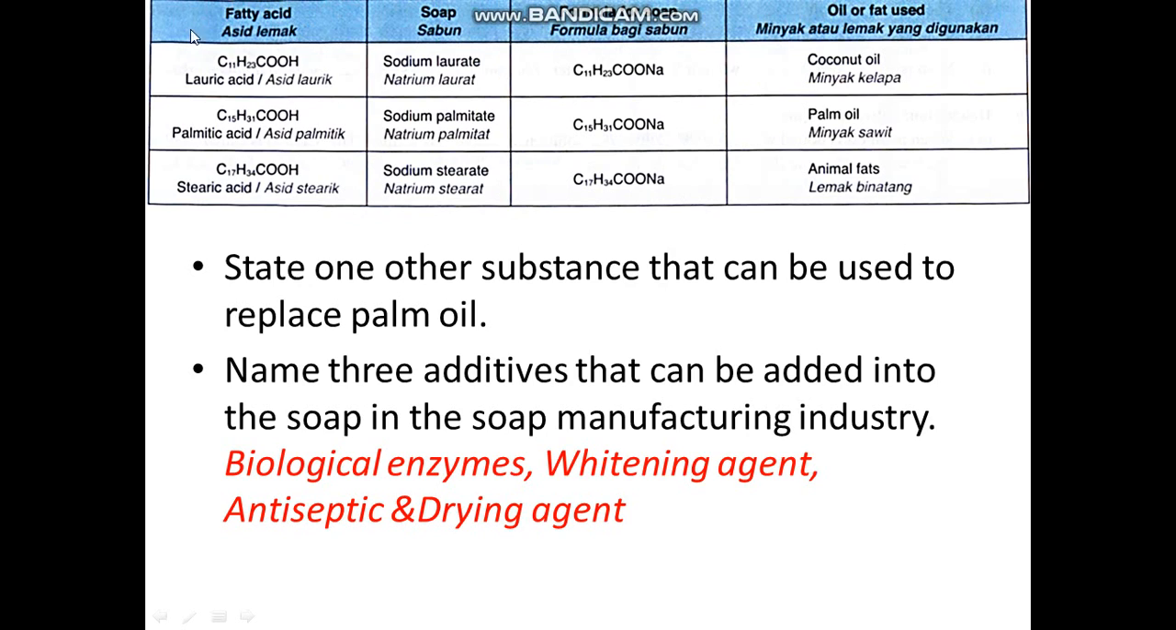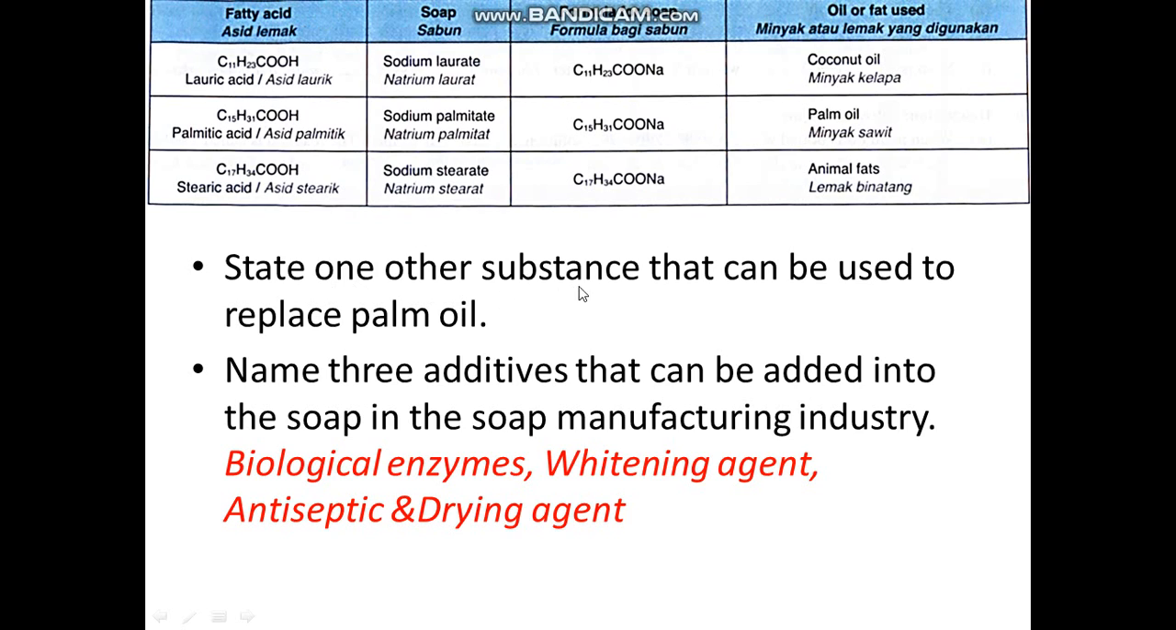Next, these are examples of fatty acid. Palmitic acid is from palm oil, so the soap name is sodium palmitate. And we may use coconut oil or animal fat. If animal fat, the name of fatty acid is stearic acid. If coconut oil, the name of fatty acid is lauric acid.